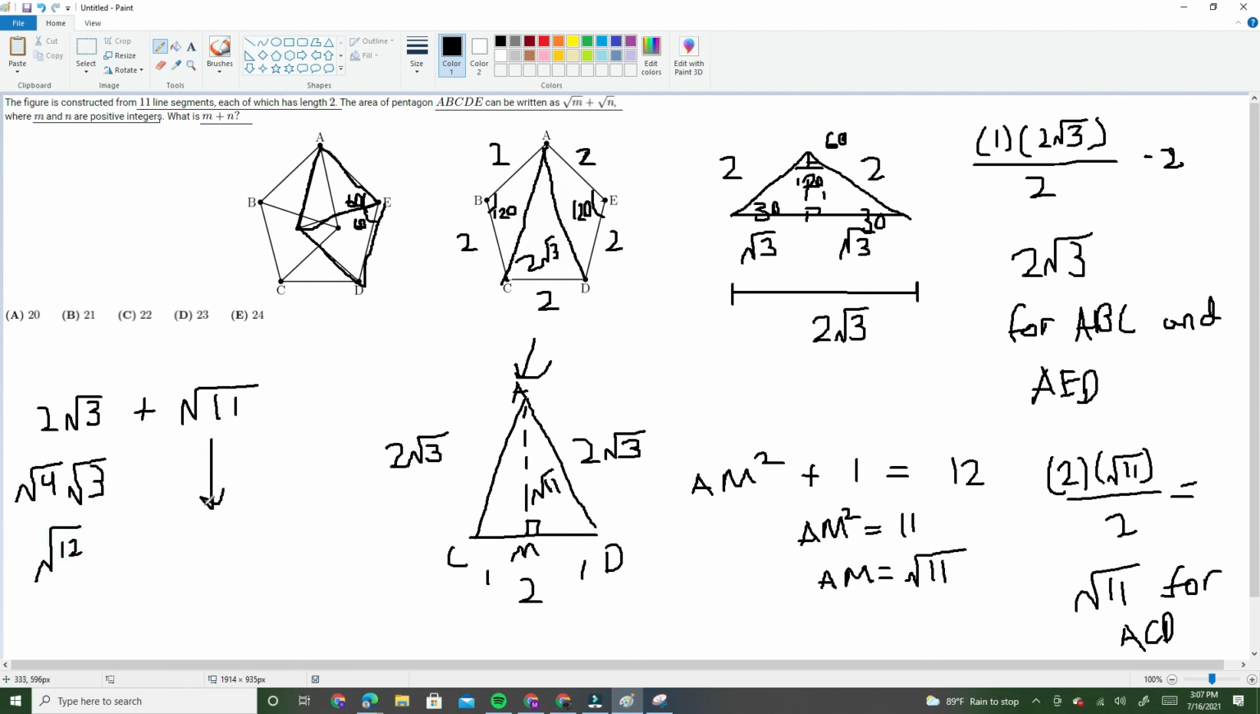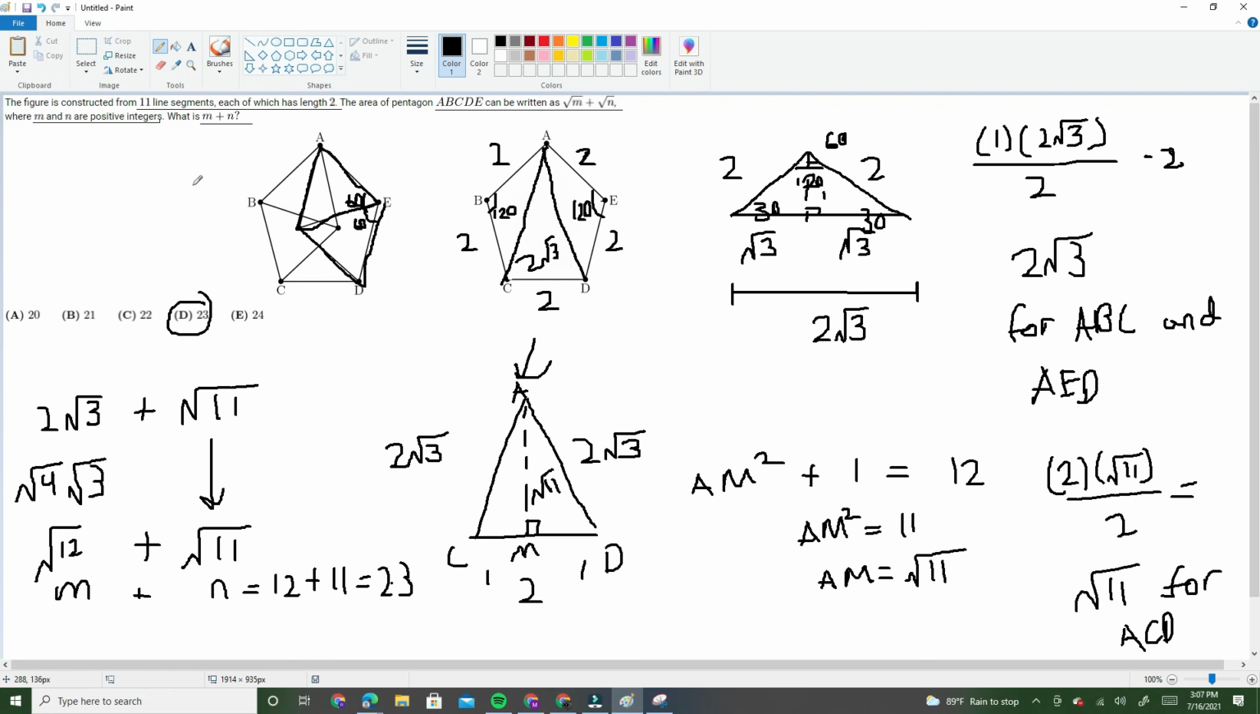Taking the root 11 down, we get root 12 plus root 11, which are, in this case, our respective m and n. So 12 is our m and n is our 11, or vice versa. It doesn't make a difference at this point. So adding them together, we get m plus n is equal to 12 plus 11, which is equal to 23. Or option D.